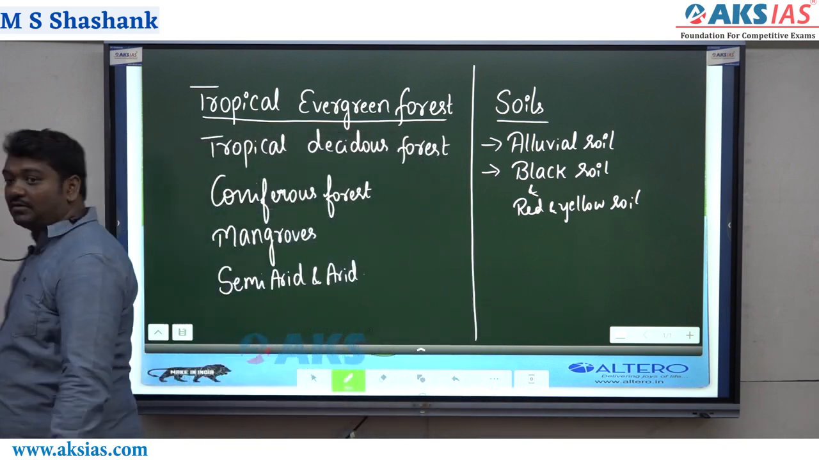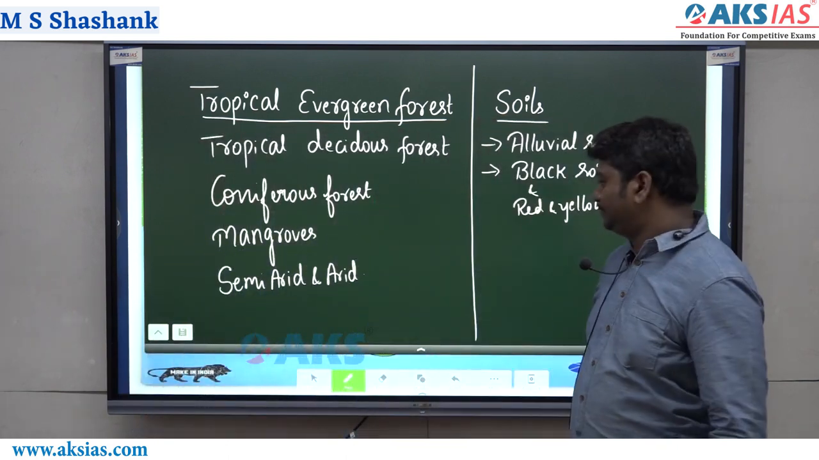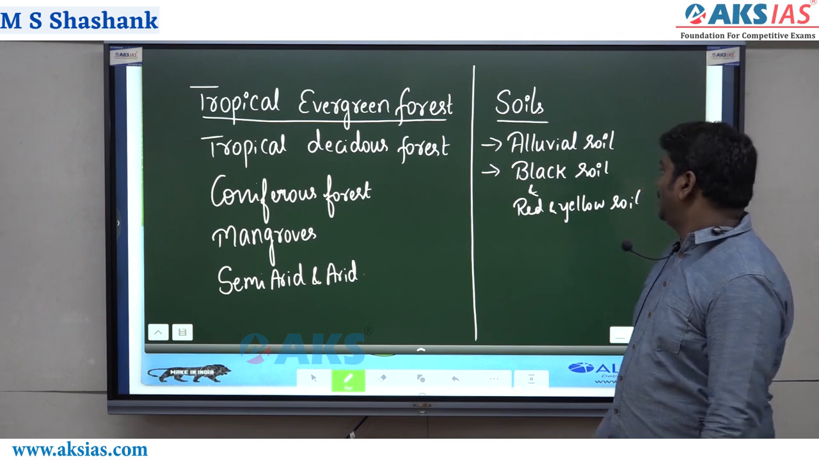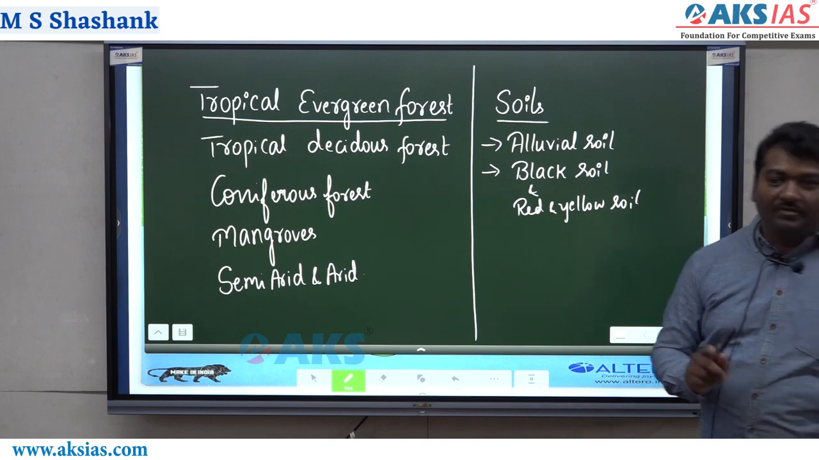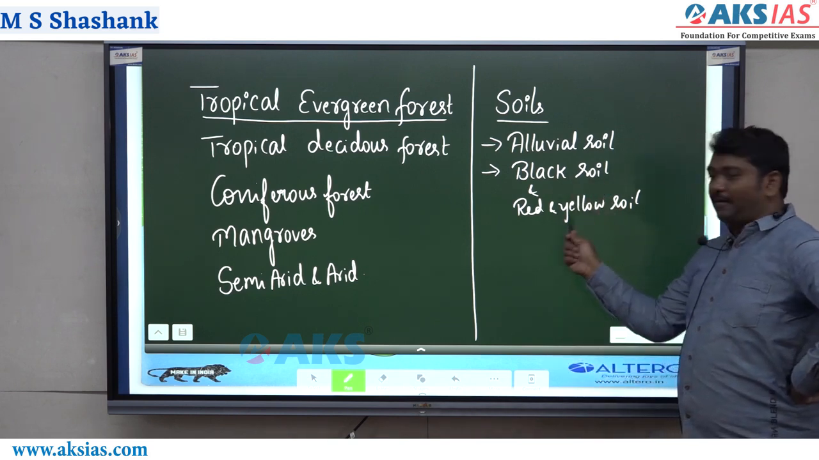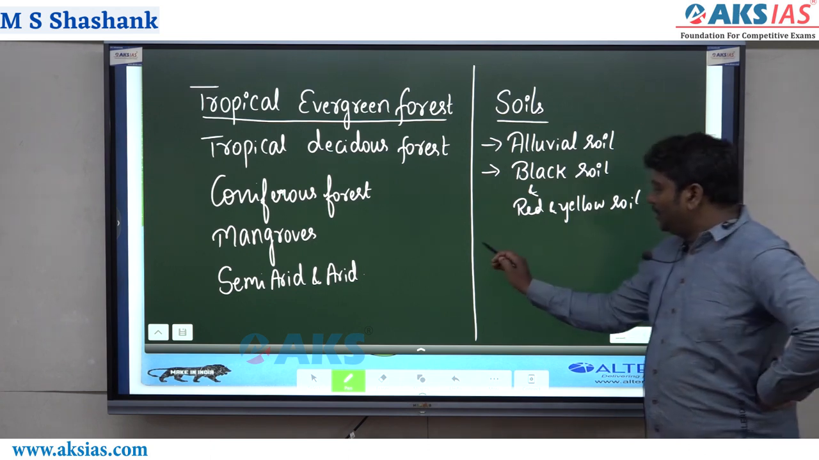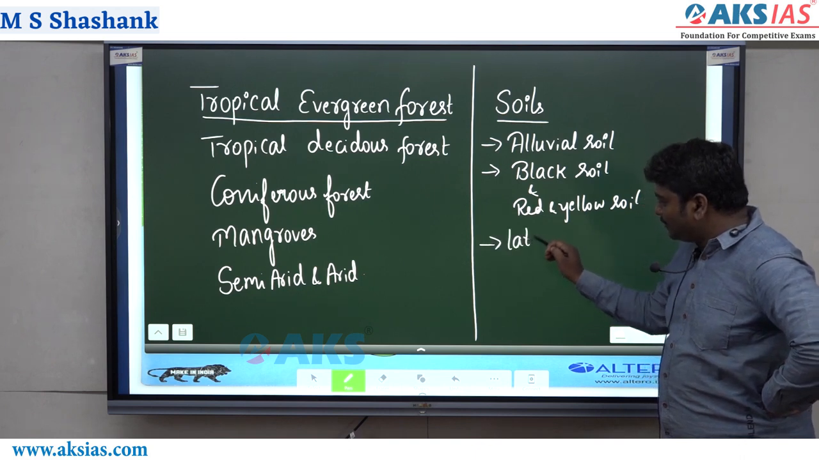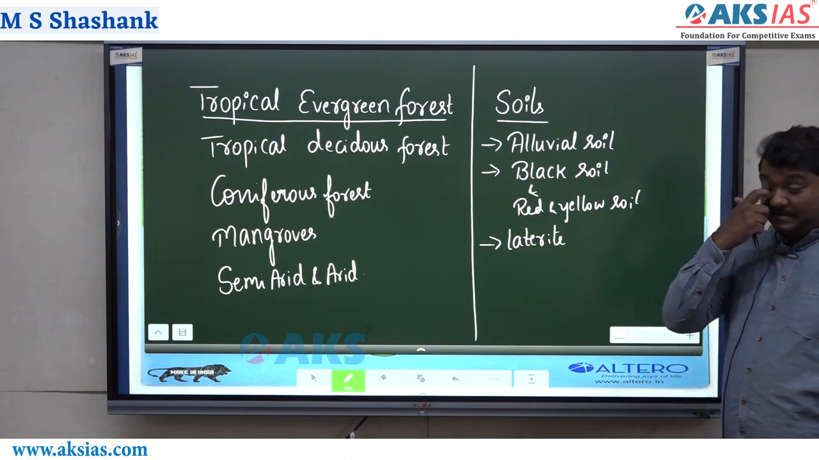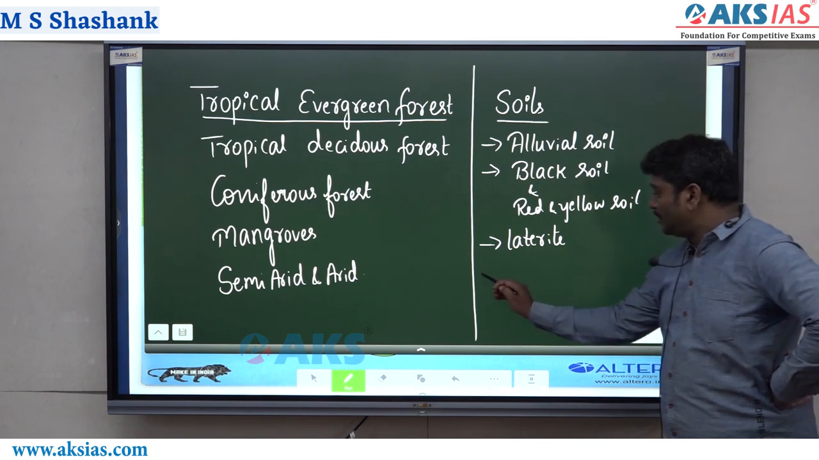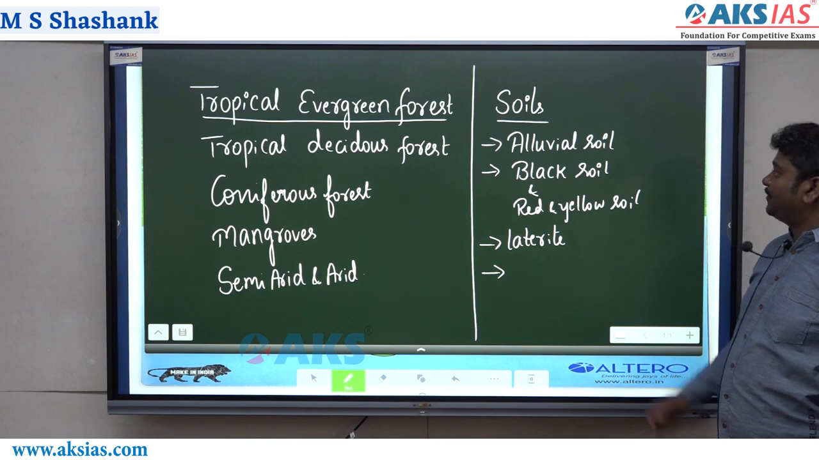Just check once. See guys, both are almost the same area wise. Which two? Black, and red and yellow. You also have laterite soil. I'll show you the areas. First try to get the names first.